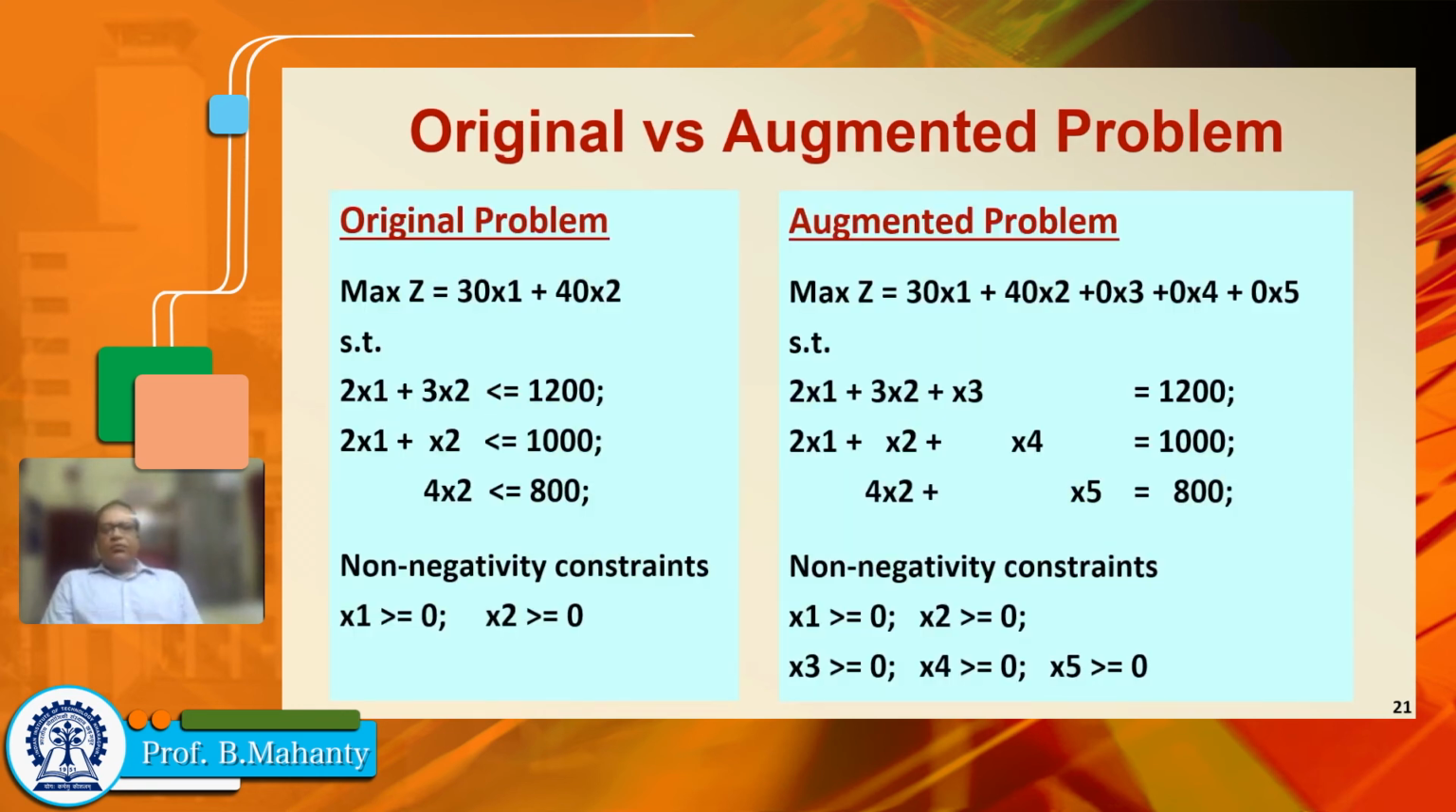So first of all, we have to find the augmented problem, right? So what is the augmented problem? The augmented problem would be maximize z equal to, so 3 slack variables we add, x3, x4 and x5, right? And then we get these equations: 2x1 plus 3x2 plus x3 equal to 1200, 2x1 plus x2 plus x4 equal to 1000, 4x2 plus x5 equal to 800, and this is our objective function, and these are the non-negativity constraints.